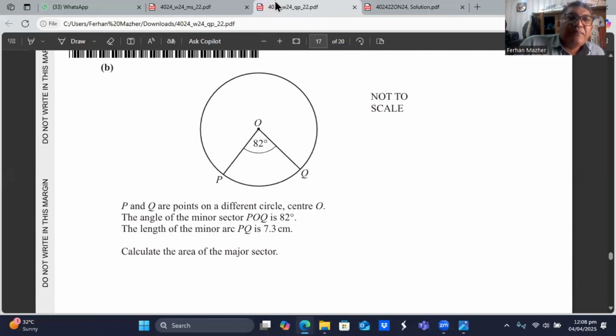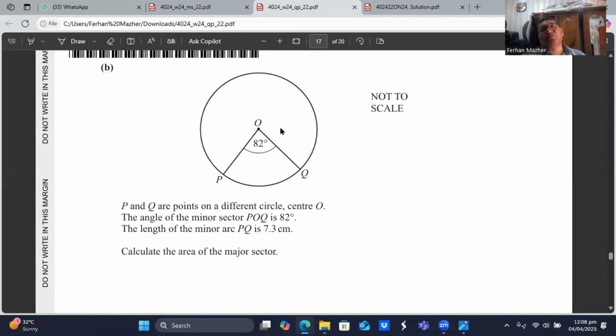Okay, so the next question, question number 9, and it's a B part. It says, P and Q are points on a circle with center O. The angle of the minor sector POQ is 82 degrees. The length of the minor arc PQ is 7.3 centimeters. So this minor arc is 7.3 centimeters. Calculate the area of the major sector.